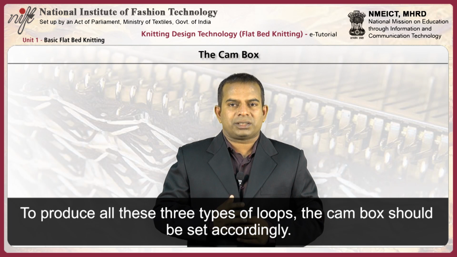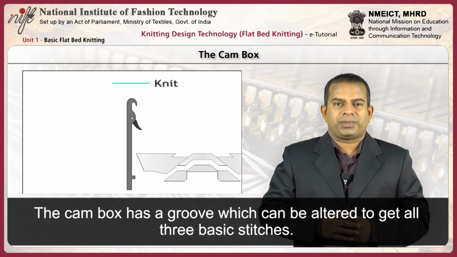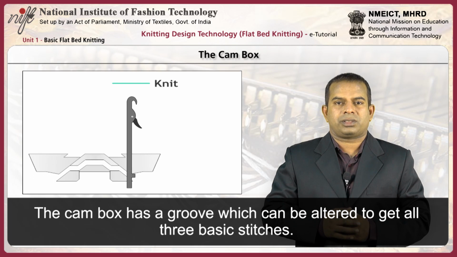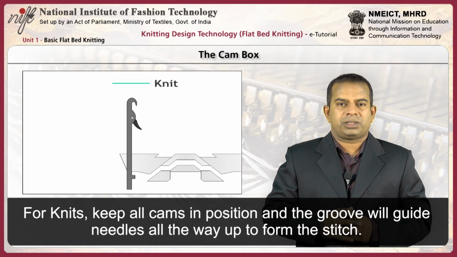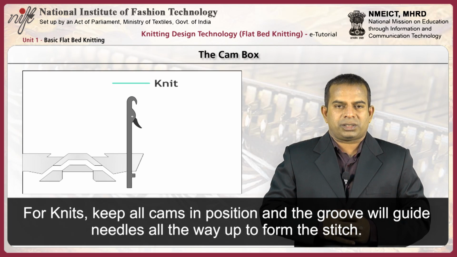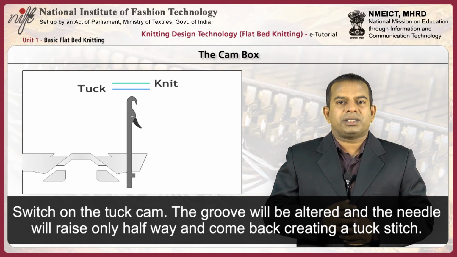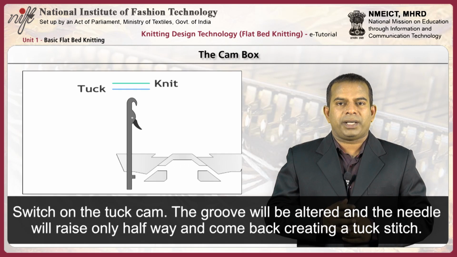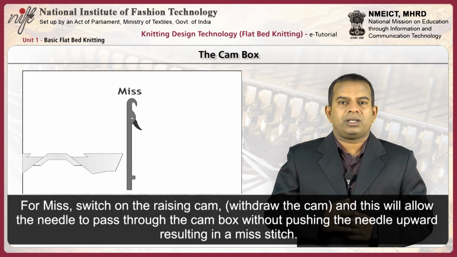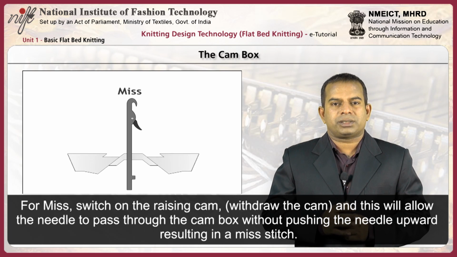To produce all these three types of loops or stitches, the cam should be set accordingly. The cam box has a groove which can be altered to get all the three basic stitches. For knit, keep all the cams in position and the groove will guide the needles all the way up to form the stitch. For tuck stitch, switch on the tuck lever and the groove will be altered and the needle will rise only halfway and come back, creating a tuck stitch. For miss, switch on the miss lever and this will allow the needle to pass through the cam box without pushing the needle upward, resulting in a miss stitch.